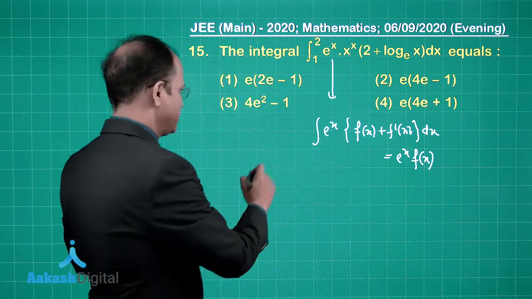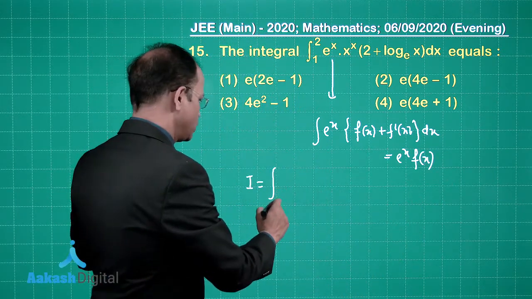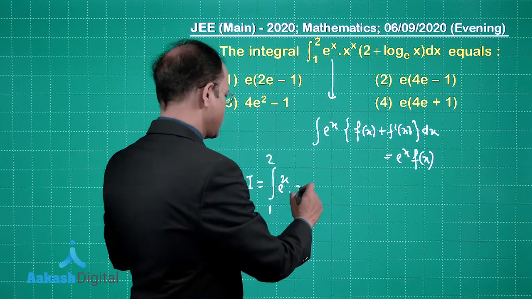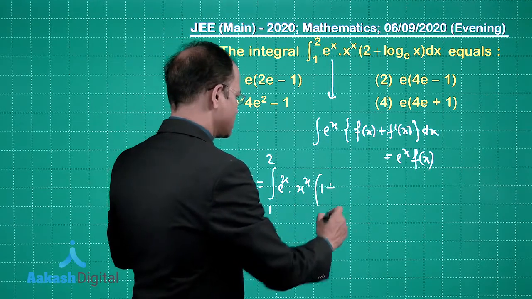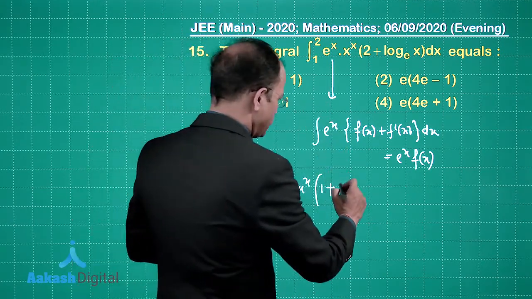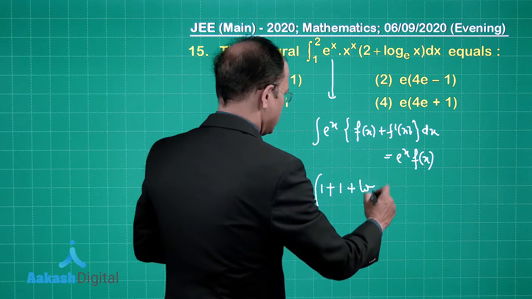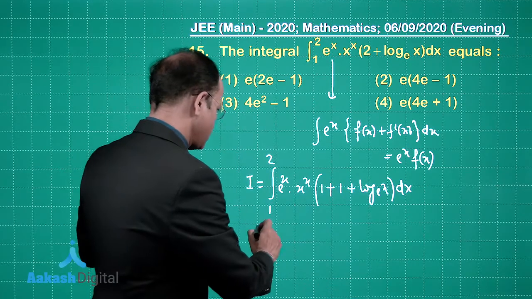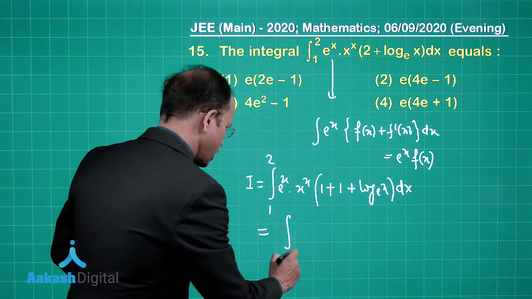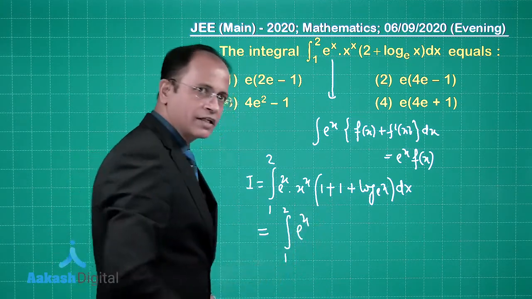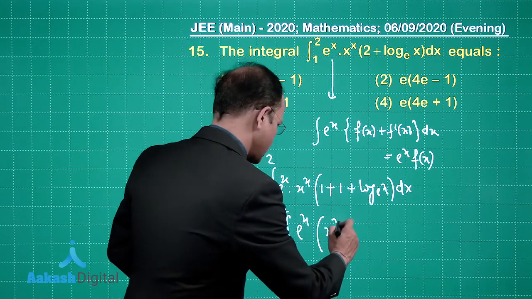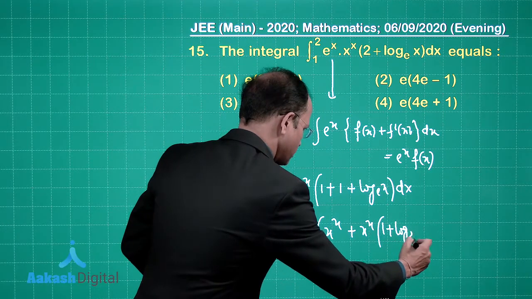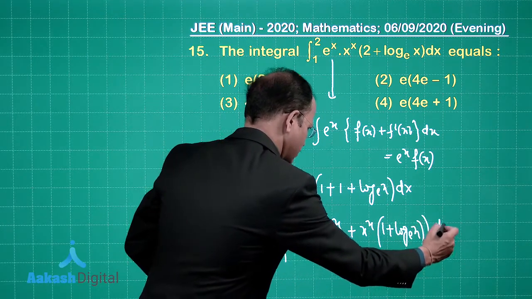See what we can write. We can take this integral as I. This is from 1 to 2, e raised to the power x, x raised to the power x, and the 2 can be written as 1 plus 1 plus log_e x, dx, right? Now this is equal to the integral from 1 to 2 of e^x (x^x plus x^x (1 plus log_e x)) dx, right?